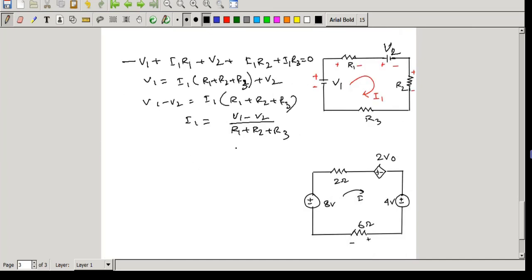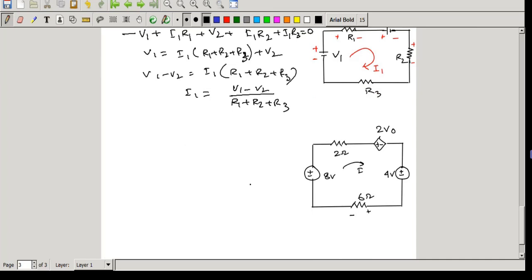Now let's start another example with some values. In this circuit, we use two different voltages. One is 8 volts, another is 4 volts. First we have to identify which way the current will flow. Here the current is I and it is positive to negative. That means minus 8V, here positive to negative plus 2 into I, here positive to negative plus 2V naught, here positive to negative plus 4V, here again positive to negative, then 6I will equal 0.